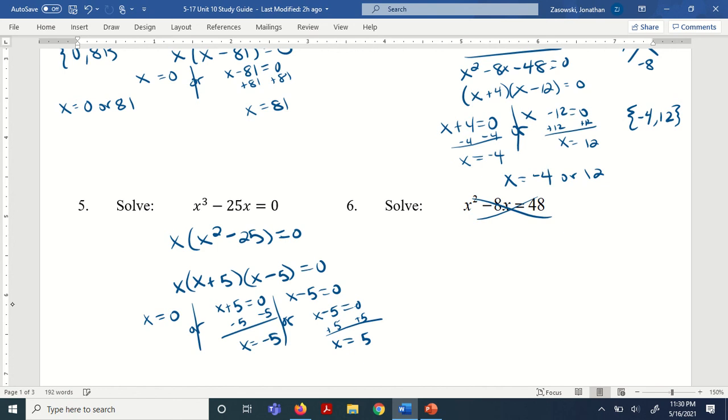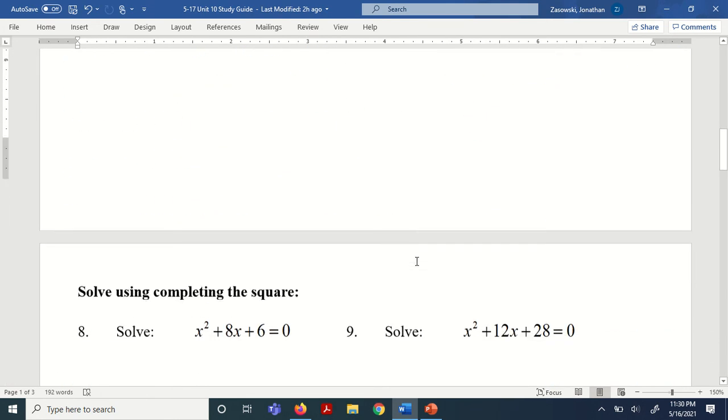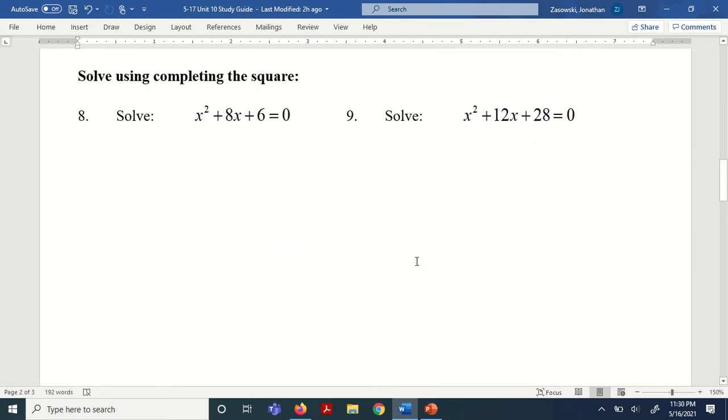So our three solutions, in set notation, are 0, 5, or negative 5. And we could do 0 comma plus or minus 5 as well. Or we can do x is equal to 0 or plus or minus 5. Kind of like that. All right, and that is solving by factoring, or taking the square root. On the next page, we have completing the square.